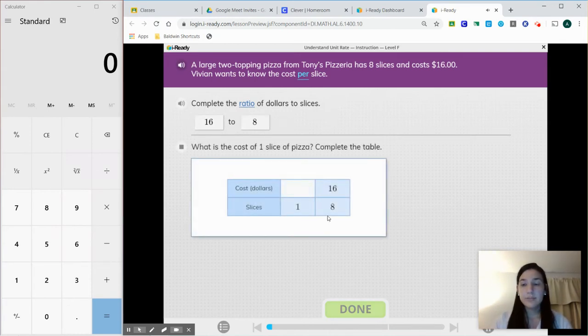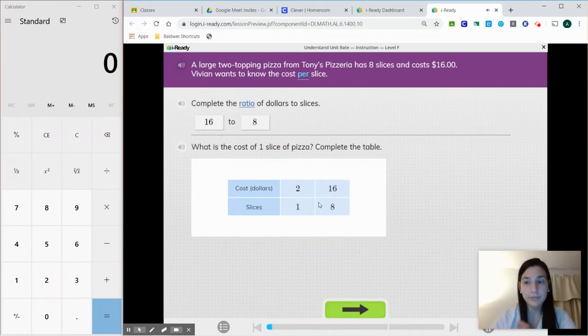What is the cost of 1 slice of pizza? Now we're going to try and create an equivalent ratio. So we see here that the relationship between 8 and 16 is 2. So to get from 8 up to 16, we multiply by 2. Or to get from 16 down to 8, we divide by 2. Similarly, to get from 8 over to 1, we're going to divide by 8. So 16 divided by 8 will give us 2. So we can see that it's $2 per slice of pizza.